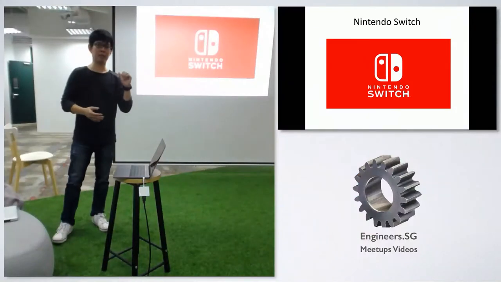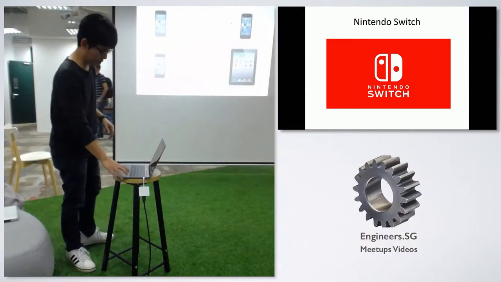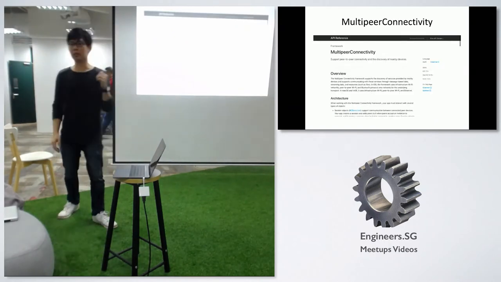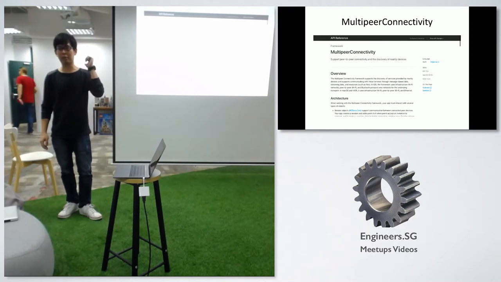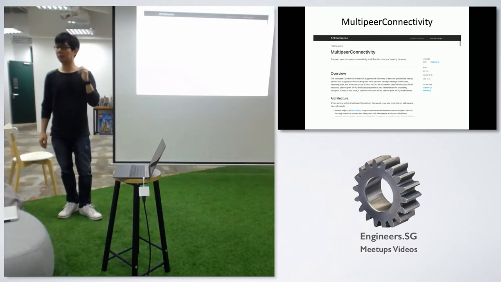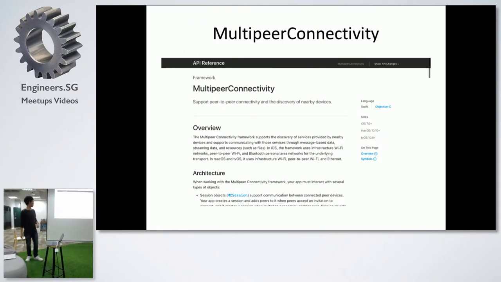Nintendo Switch, and do you know that in iOS you can easily replicate this with peer-to-peer networking? There's something called Multipeer Connectivity. Anybody heard of this or used this before? Nobody has ever used it before. It's been available since iOS 7, but not many people know about it.